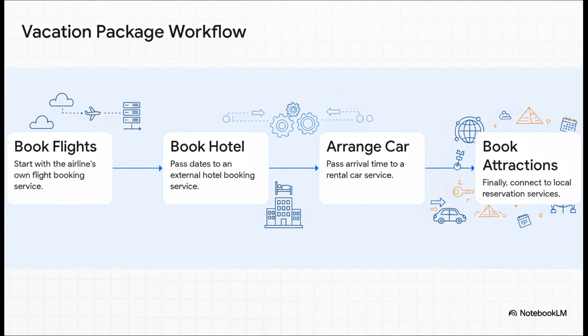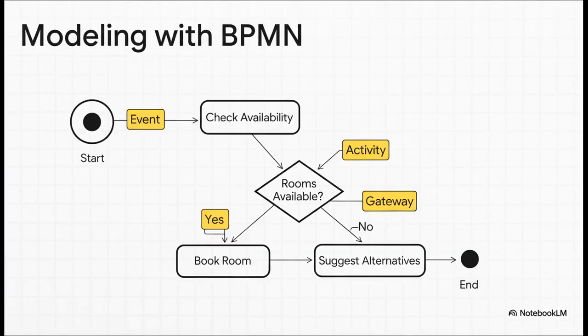Now, these workflows aren't just doodles on a whiteboard. They're actually mapped out using a formal standard like BPMN. That's Business Process Modeling Notation. It's a universal visual language. The rectangles are activities, like calling a service. The diamonds are decision points, like is the hotel available? And the circles are start and end points. Using a formal blueprint like this lets engineers design, test, and even automate these incredibly complex service combinations.